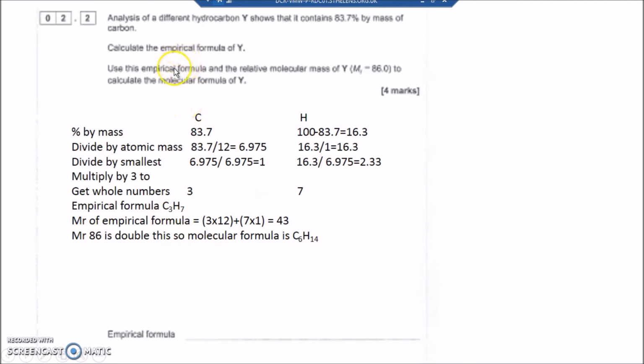Now it needs us to work out, after the empirical formula, the molecular formula. So the molecular formula is its true formula. So we get this from the MR. If we add up C3H7, a carbon has got a mass of 12, so that's 36. A hydrogen has got a mass of 1, so that's 7. 36 add 7 is 43. That seems to be half 86. So the true formula is going to be double this, C6H14. You can check its MR then equals 86 if you wish.